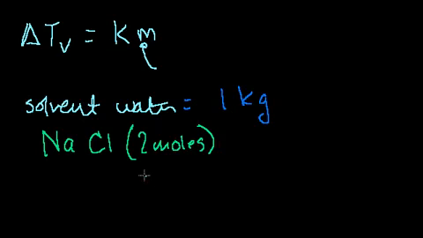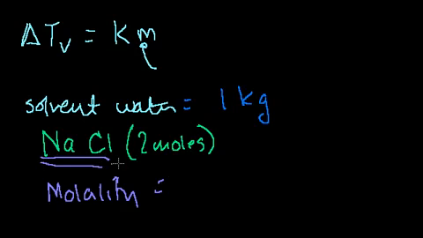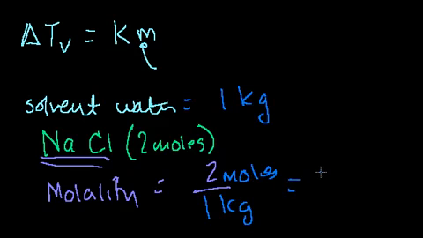So first of all, you just have to figure out the molality, which is equal to the number of moles of solute, 2 moles, divided by the number of kilograms of solvent. So let's say we have 1 kilogram of solvent. This was, of course, moles. So our molality is 2 moles per kilogram. So we just have to figure out what this constant is, and then we'll know the temperature elevation.